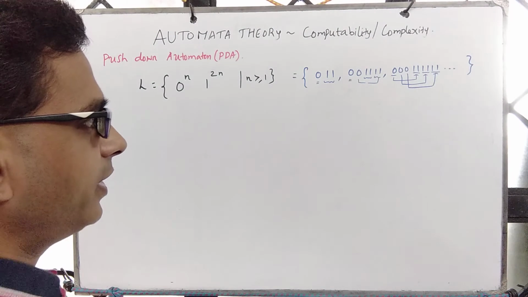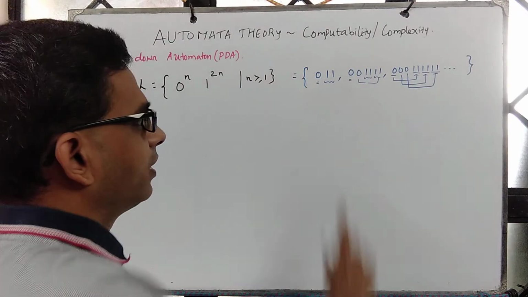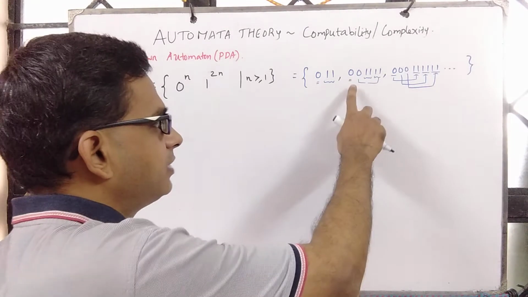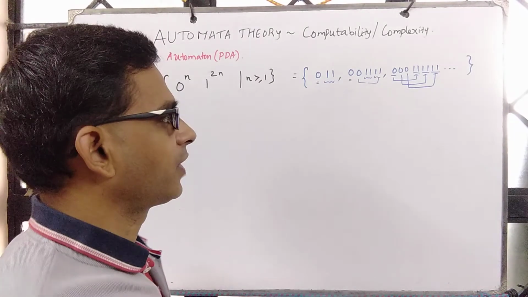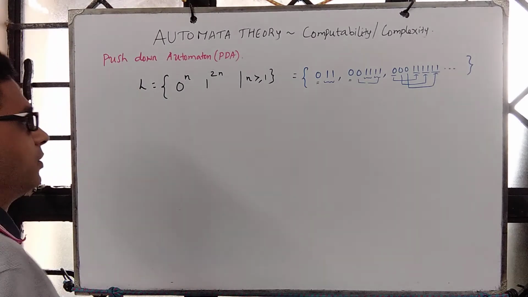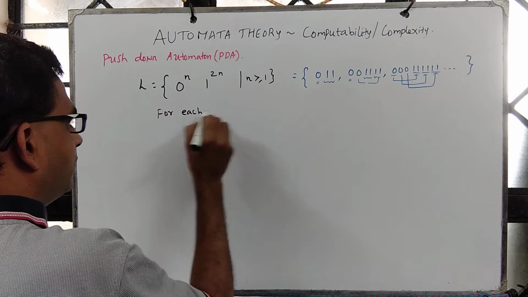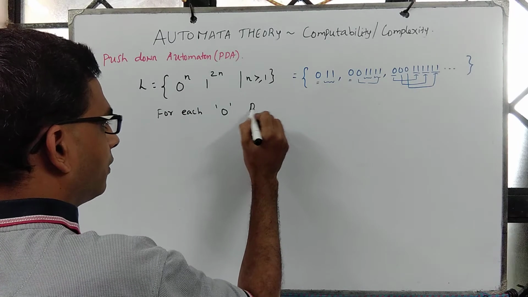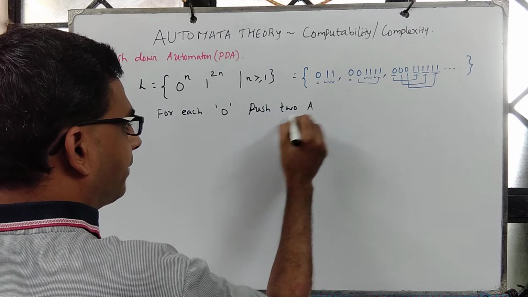So in the earlier one, it was 0 power n, 1 power n, and for each 0 there was one corresponding one. Whereas over here, for each 0 there are two corresponding ones. So how do we model this? So what we do is the following. When we read 0, for each 0 we push two capital A's.